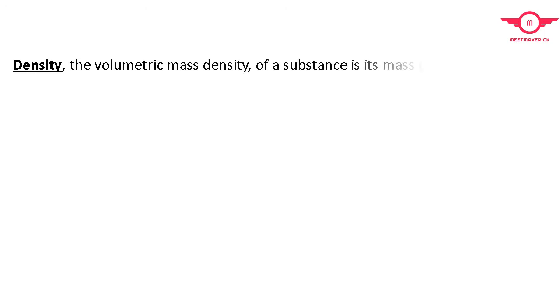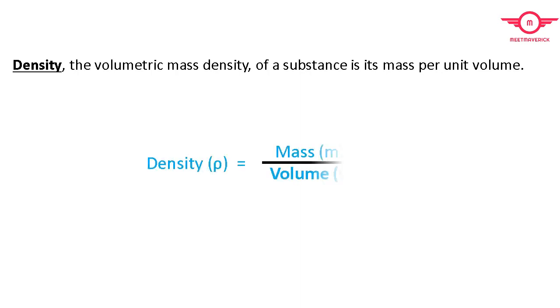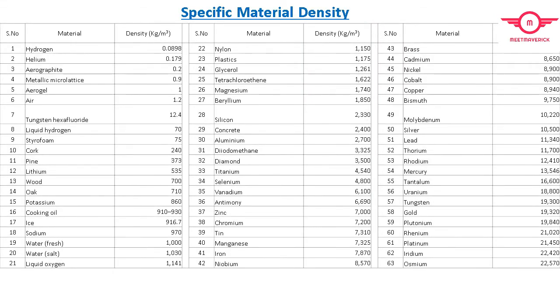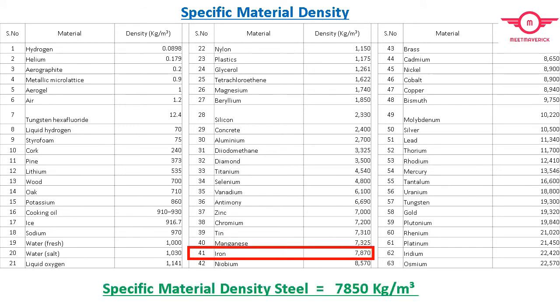The density, or more precisely the volumetric mass density, of a substance is its mass per unit volume. The symbol most often used for density is rho. Every material has a specific material density. In this chart, you can check the specific material density of various materials. In this video, I will use the specific material density of steel, 7850 kg per meter cube, which is an alloy of iron and carbon, and the unit of length is mm.